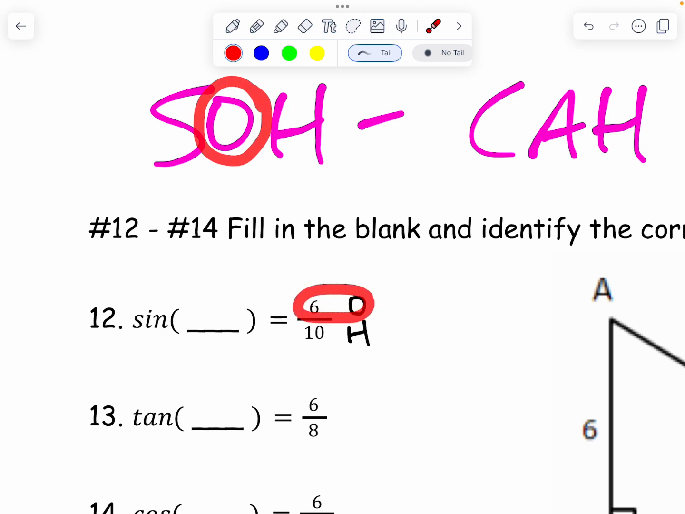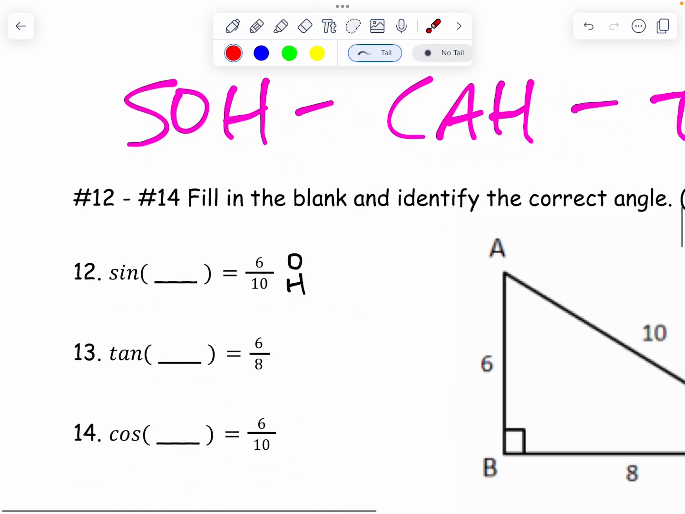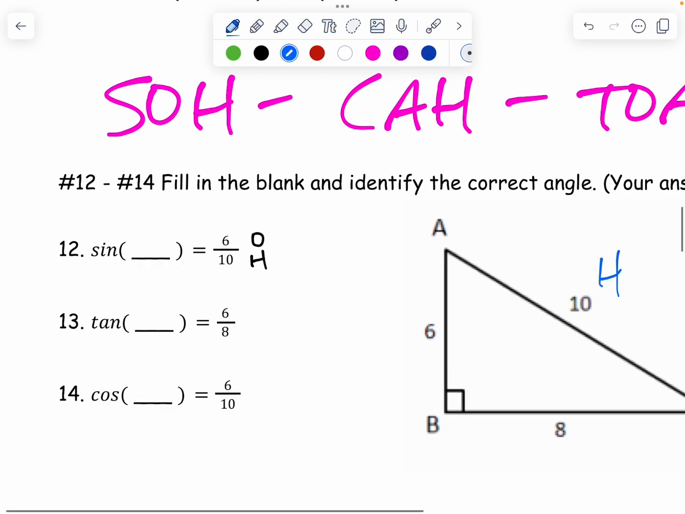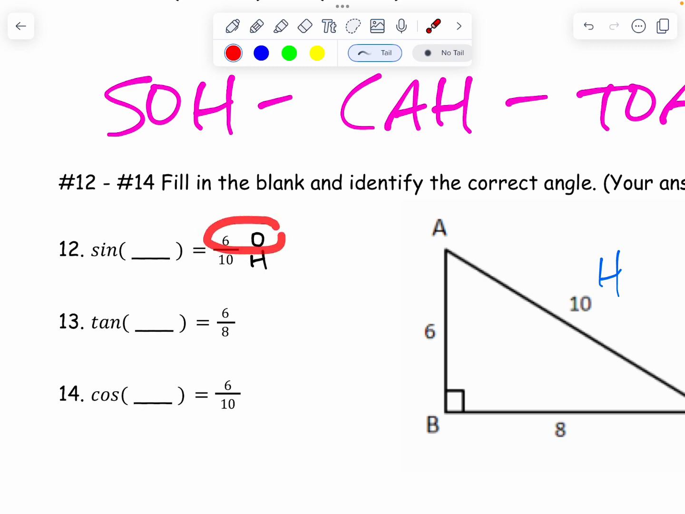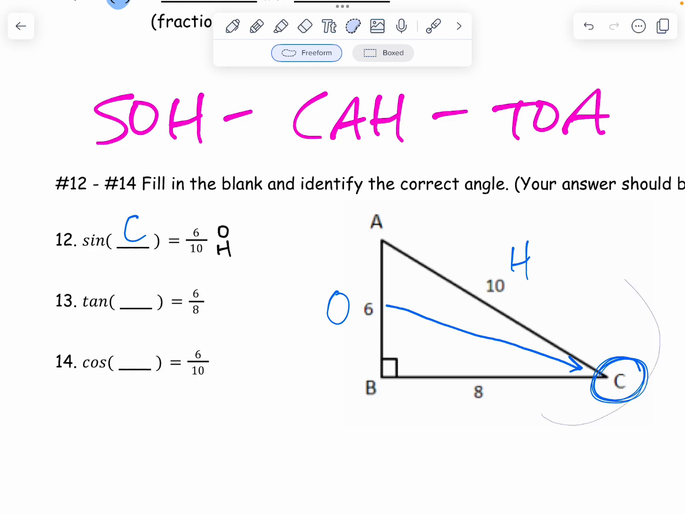That's why I labeled this O. And that means that the bottom number is H. And that's why I labeled this H. This sine tells me to look at the S right here. Okay, so I need to label the 10 H. And I need to label the 6 O. So I'm going to do that. Can you tell me what angle is opposite the O? Because O stands for opposite. I believe that I'm going to put a C here. Okay, let me do number 13 and then I'll have you try number 14, okay?